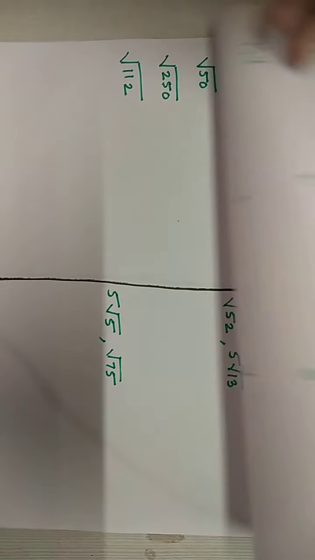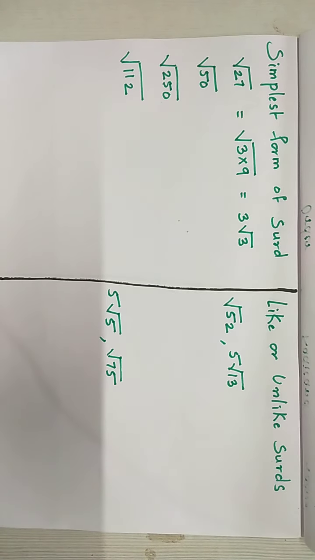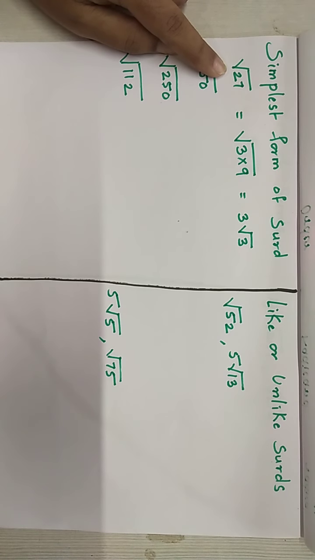Now further we'll be learning some sums related to surds. The first sum will be to solve the simplest form of the surd. How to calculate the simplest form of a surd. A surd, for example, over here, root 27.